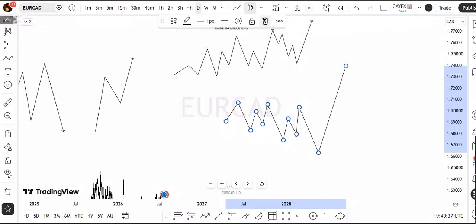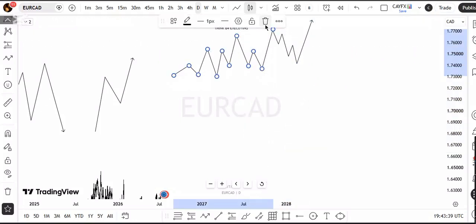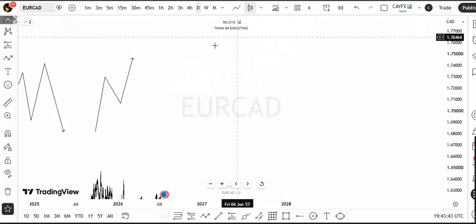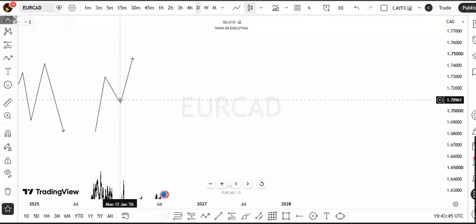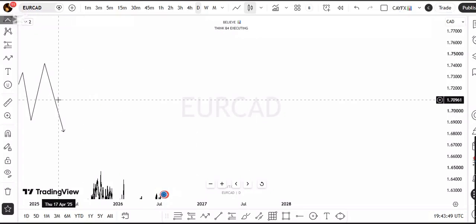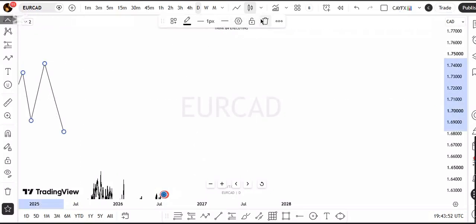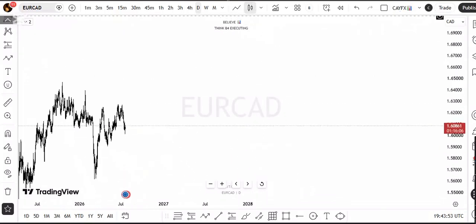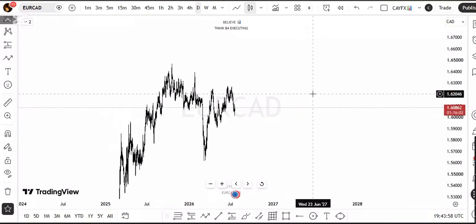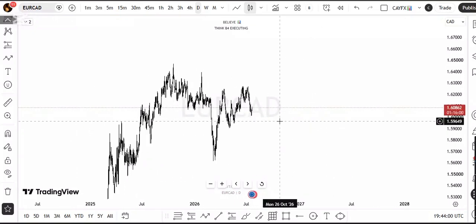So I want to go to the chart so that I can show you how I figure out my bias and my entry to the market. This is EURCAD. I want to use EURCAD for this example.